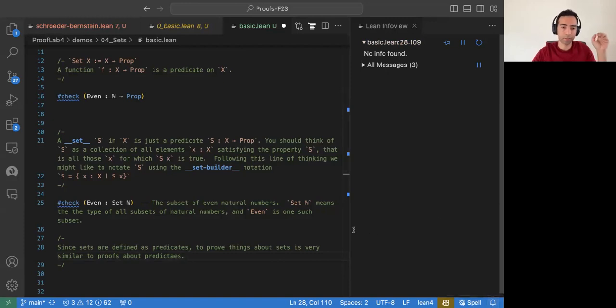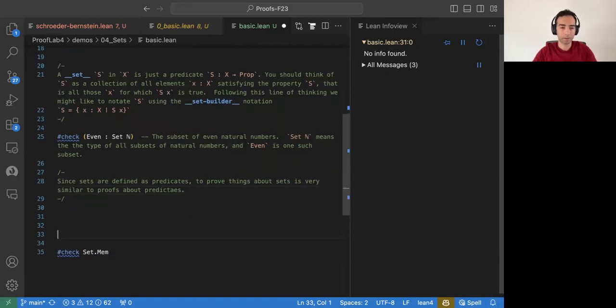So for example, so yeah, this is essentially today's lecture, where we are going to explore the logic of sets.